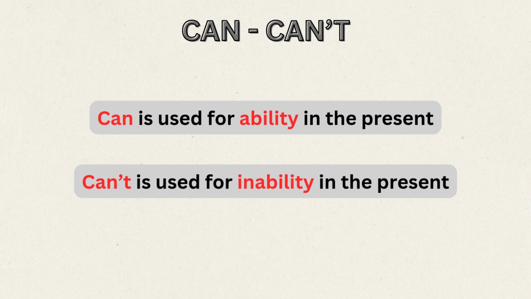So to recap, we can say that can is used for ability in the present, can't is used for inability in the present.